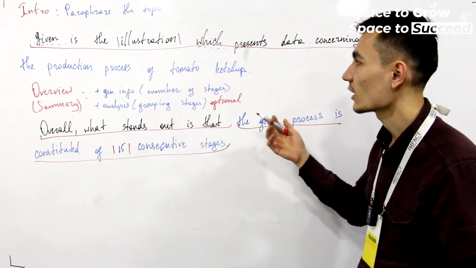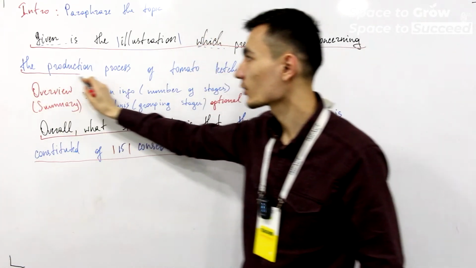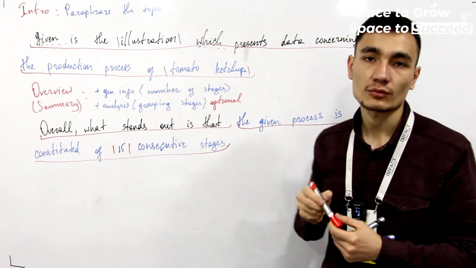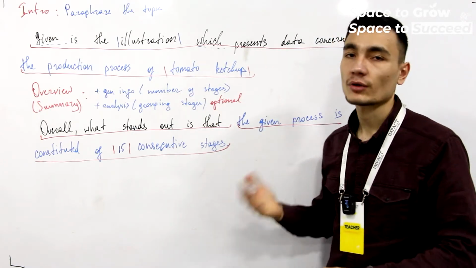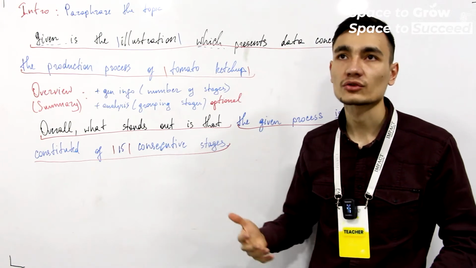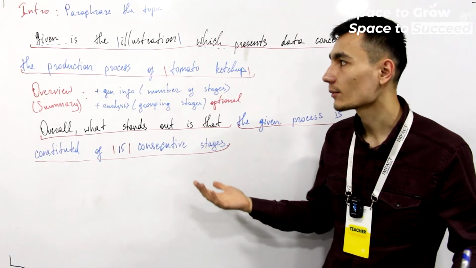Here we just say in the introduction, if it's some kind of production process, you can simply change this word. It can be the production process of tea, the production process of bricks, the production process of cement, the production process of anything. It can be olive oil, it can be anything.